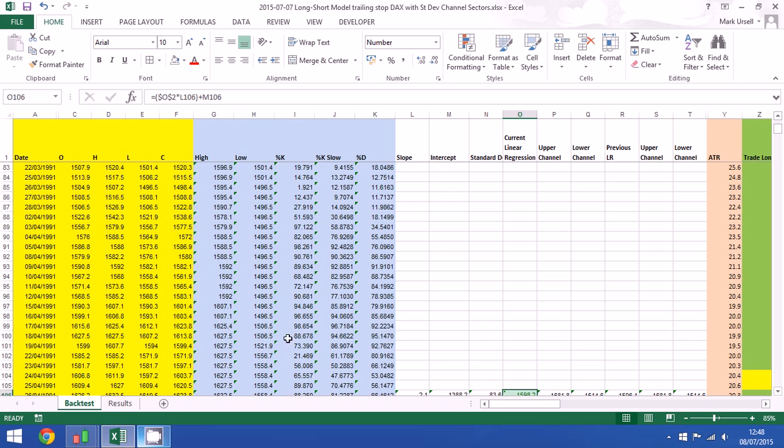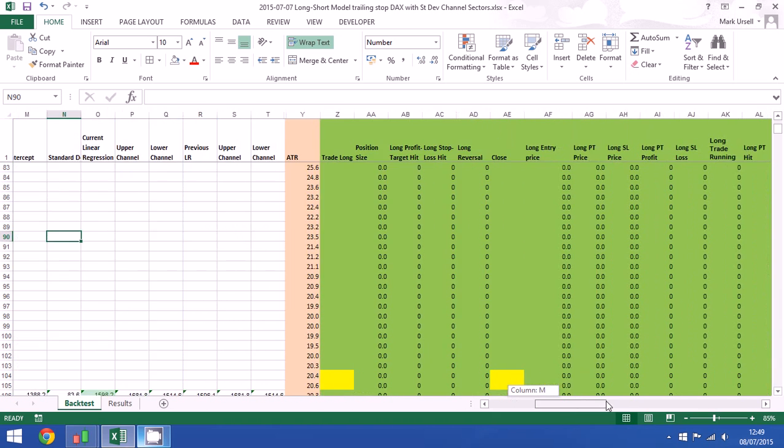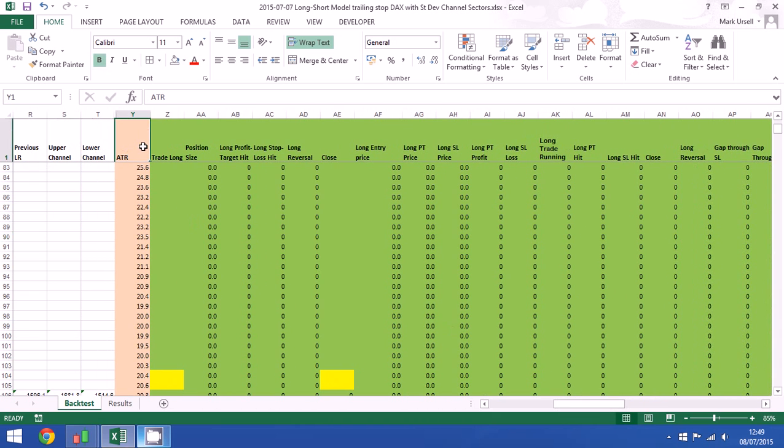What we've got here is the historic data. This is the DAX from 1991 to 2015. We've got the stochastic oscillator here in blue. In white here we have the standard deviation channels, and right at the end we have the ATR, or average true range, which I am using in this strategy to set the stop loss and profit target levels.